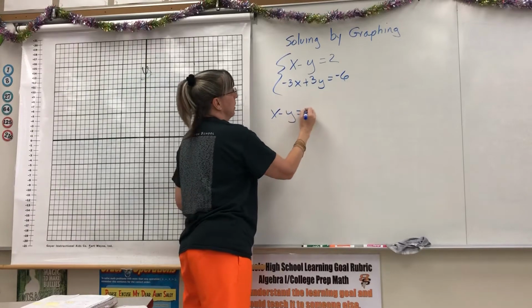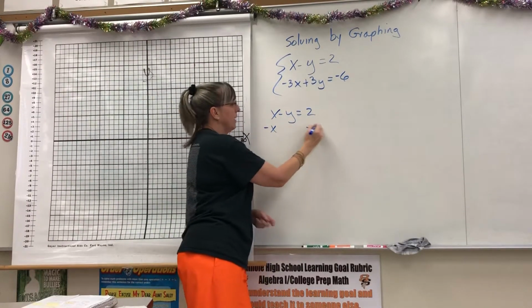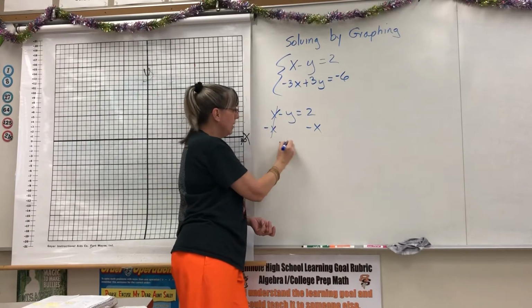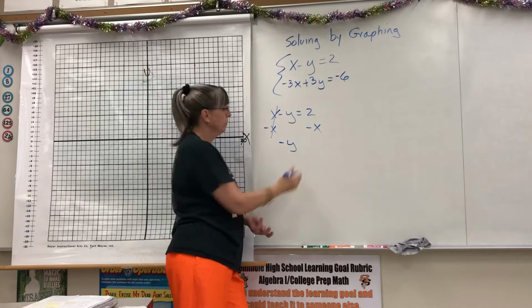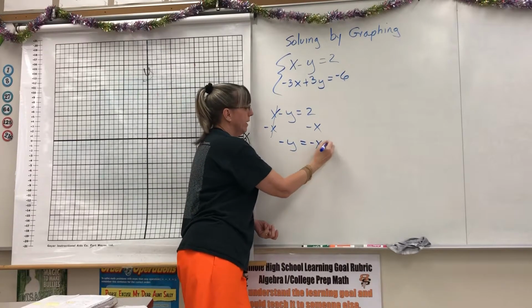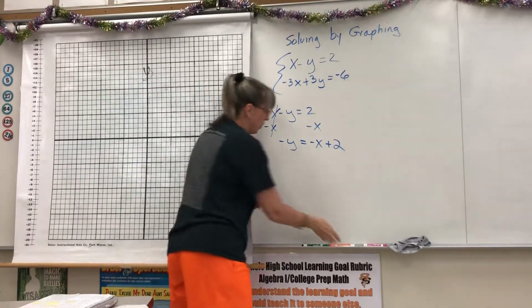When they're in standard form, always put them in slope-intercept first. Much easier. Subtract the x term off of both sides. Bring down the minus with the y. Write this in slope-intercept form. Negative x plus 2. Now, here's very, very important information.